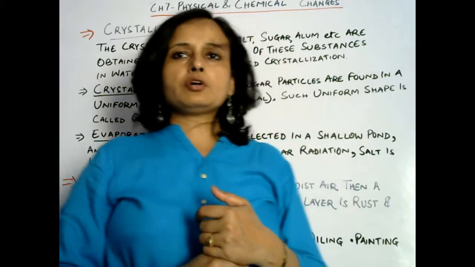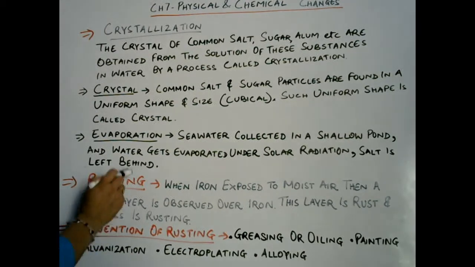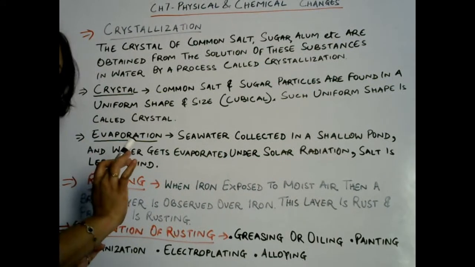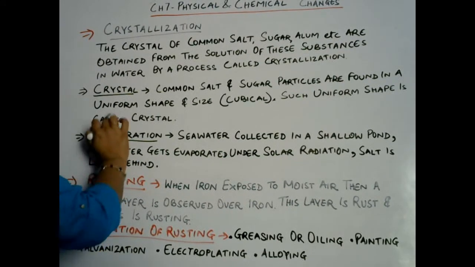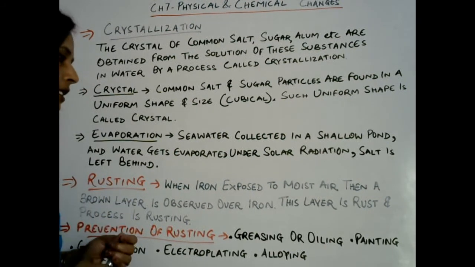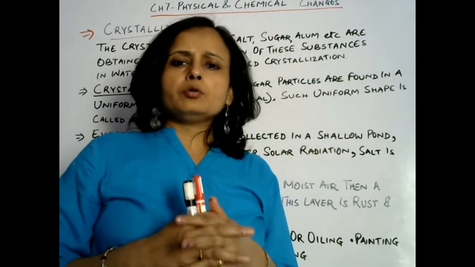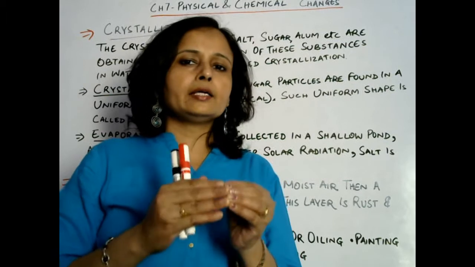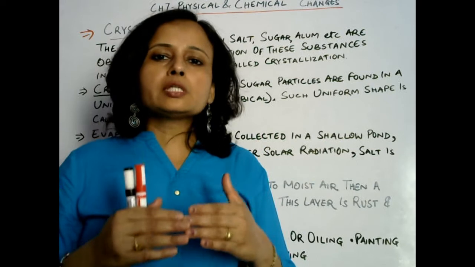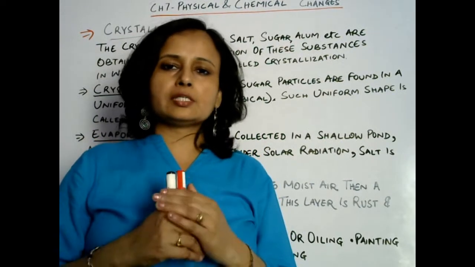But if we talk about rusting, then rusting is a chemical change. These are physical change. Understood? Crystallization and evaporation are physical change. And rusting is a chemical change, because in case of rusting, brown deposition can be observed over an iron object, and we can't get back that iron again. So when a new substance is formed, that kind of change is chemical change. So rusting is a chemical change.